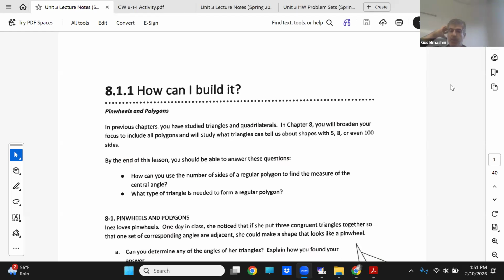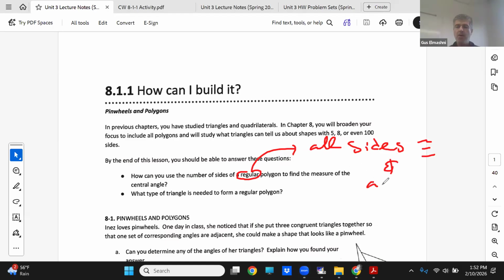You can use the number of sides of a regular polygon to find the measure of the central angle and what type of triangle is needed to form a regular polygon. So regular means the following: all sides congruent and all interior angles congruent.